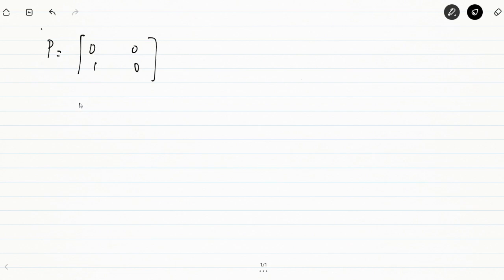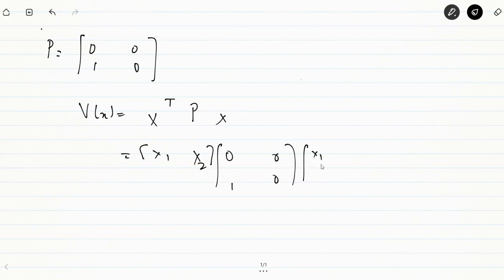So the energy function V of x will be equal to xt P x, where x is x1 x2 and P is 0 0 1 0, into x1 x2. Solving, you will get this equal to 1 half of x1 x2. So this will be your energy function for this particular case, and once you have this energy function, you can determine whether the system is stable or not.